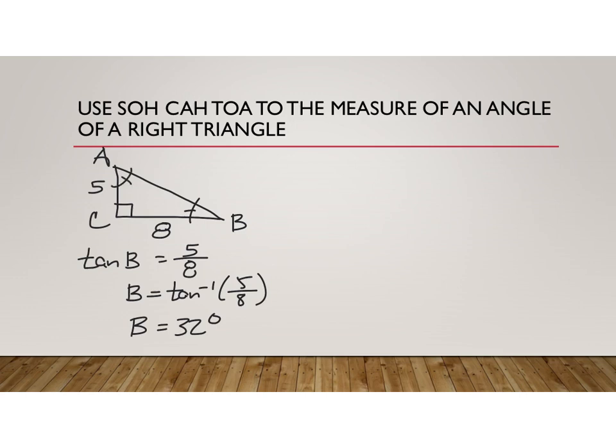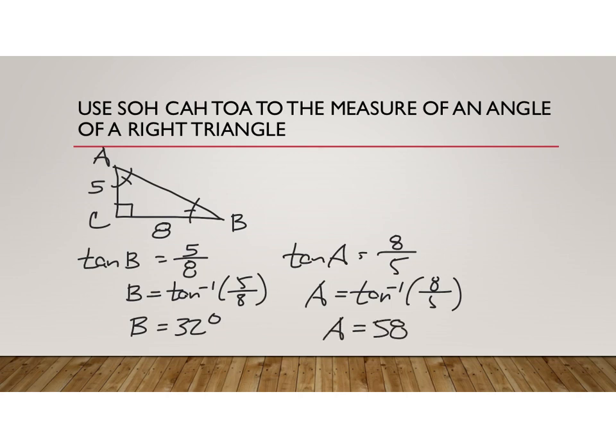If I was going to find angle A, now I still know opposite and adjacent, that's still tangent. Tangent of angle A would be 8 over 5. So angle A is going to be the tan inverse of 8 over 5. Using your calculator, the tan inverse of 8 over 5 would be about 58 degrees, which makes sense because those angles have to add up to be 90 degrees.